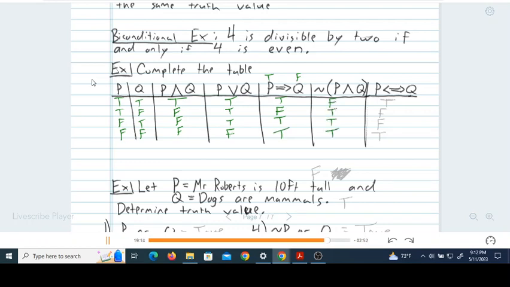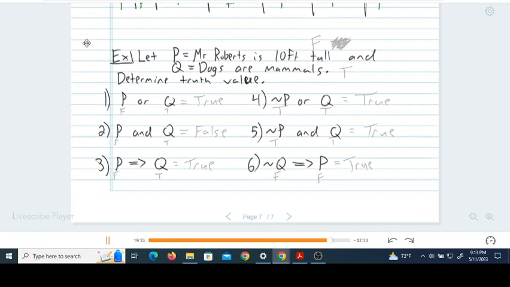And now let's look at the biconditional between P and Q. We're going to look at column P and column Q, which are the first two columns. Whenever they have matching truth values, the biconditional will be true. So it's true in the first row, false, false, true in the last row, because they have the same truth value.